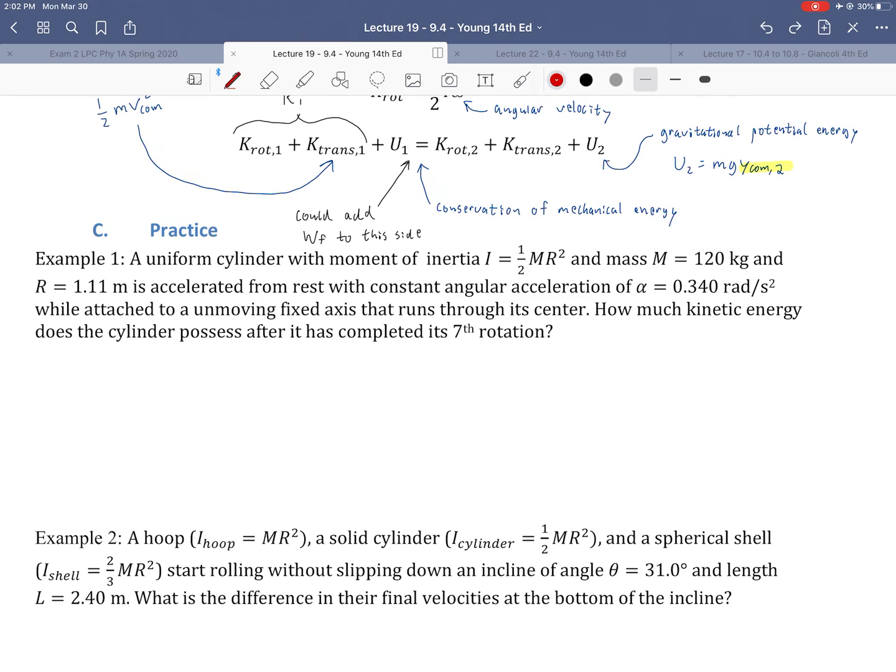And we're going to then notice that our cylinder is accelerating at a constant rate. It has an unmoving fixed axis. That's how we know it's purely rotational. And then we're asked finally, how much kinetic energy does the cylinder possess after it's completed its 7th rotation? Certainly I've chosen this as a bit of segue and reminder of the material that we saw before spring break. So the first thing we need to do is say, okay, we're asked for kinetic energy, so we know we're going to want rotational kinetic energy of 1/2 I omega squared.